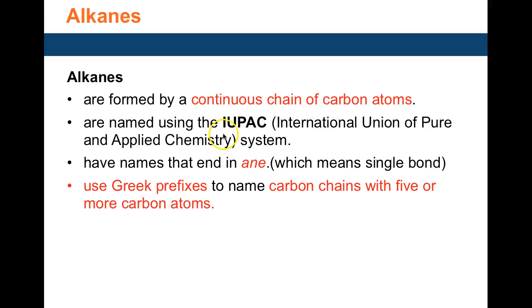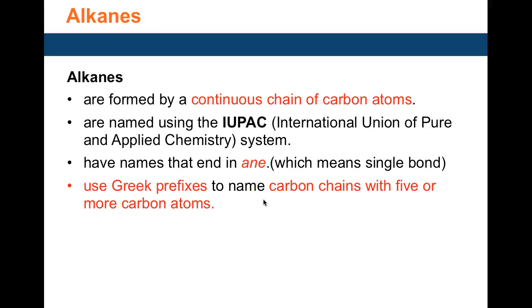This system of naming is based on a system given the acronym IUPAC, International Union of Pure and Applied Chemistry. The ane ending indicates that the bonds are single. The prefixes indicate the number of carbons present within the chain.